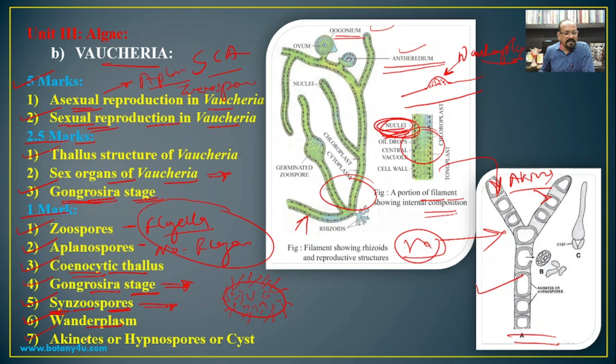Then the seventh one, that is the akinetes or the hypnospores or the cyst. As we have seen in the Gongrosira stage, here these are the different akinetes or hypnospores, also known as the cyst, as these are the resting spores which are commonly formed at the end of the favorable season or on the onset of the unfavorable season.